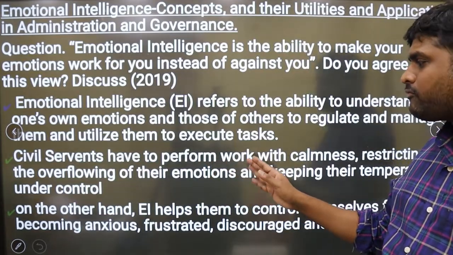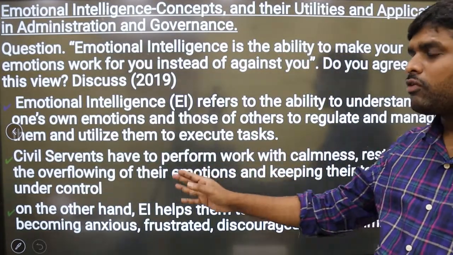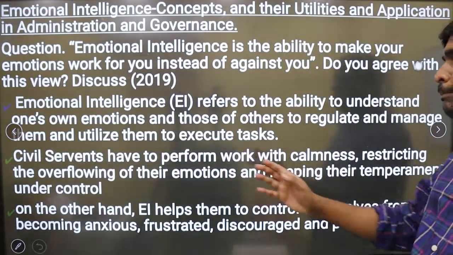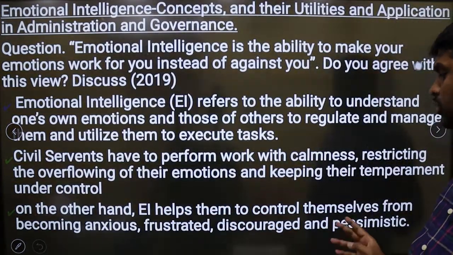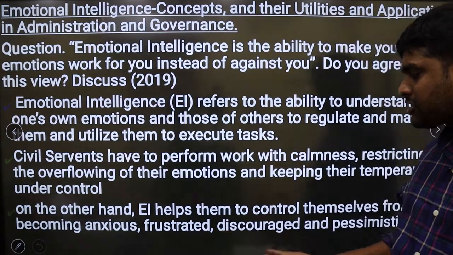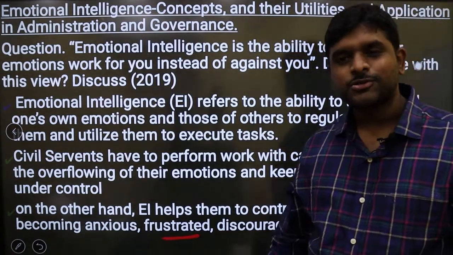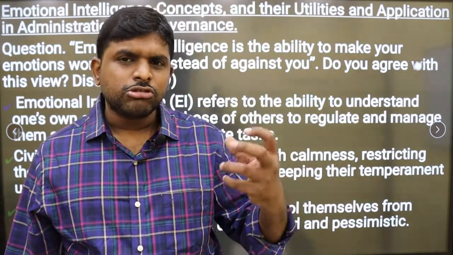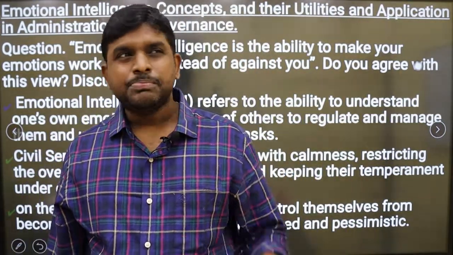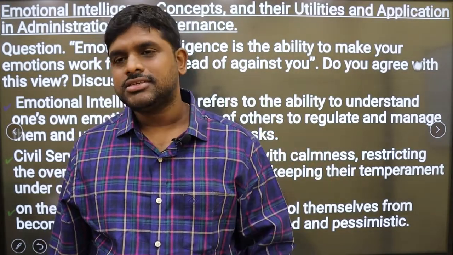Civil servants have to perform work with calmness, restricting the overflowing of their emotions and keeping their temperament under control. On the other hand, emotional intelligence helps them to control themselves from becoming anxious, frustrated, discouraged. Yes, true. We have to control ourselves. So being a civil servant, what is required? We have to control our frustration, anxiousness, being calm, being balanced.